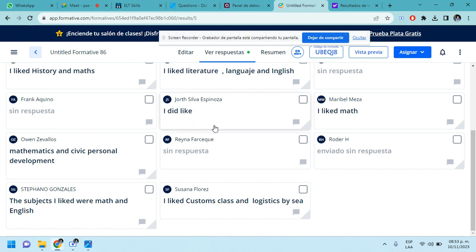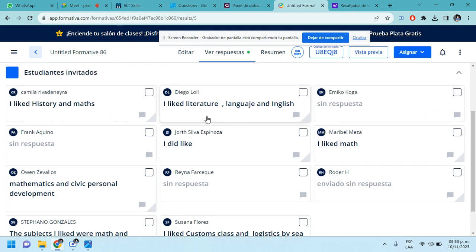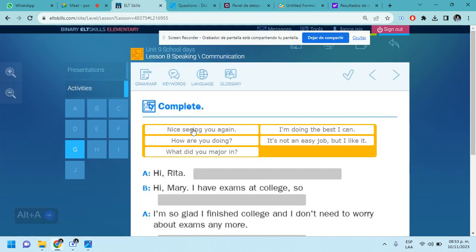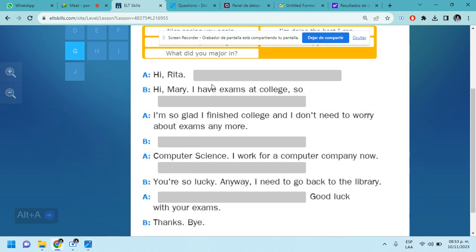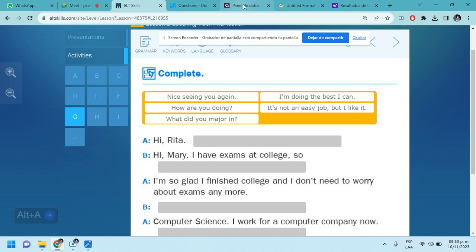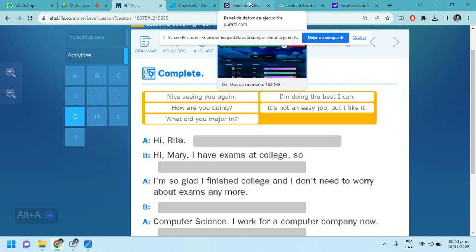Remember, recuérdense que cuando escriban subjects, tienen que estar en mayúscula también, ¿no? English, history, son sustantivos propios. Art history, computer science, it depends on the subject. Maths, literature, those are capital letter.